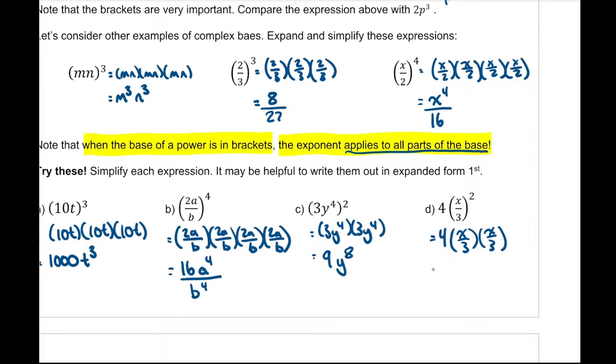And now I can multiply. I can multiply all of this at once if I want to, and not worry too much about the fractions. Again, 4 as a fraction is 4 over 1. So 4 is the numerator. So 4 times x. Again, 4 is the only number there. X times x is x squared. And for the denominator, 1 times 3 times 3 is 9. So this simplifies to 4x squared over 9.